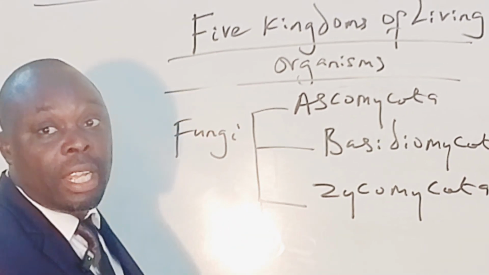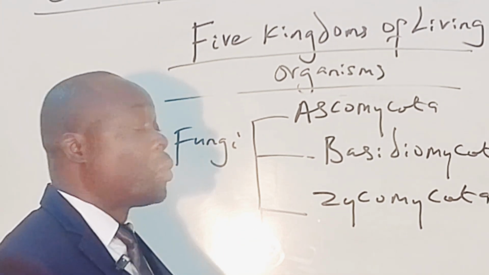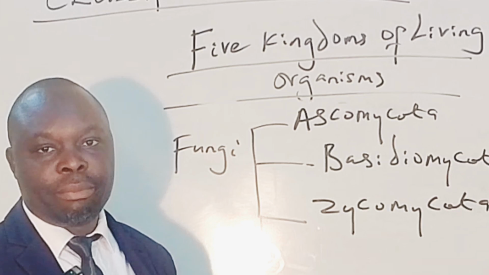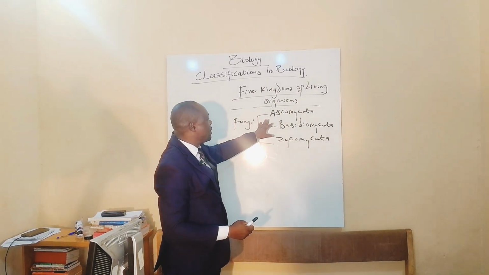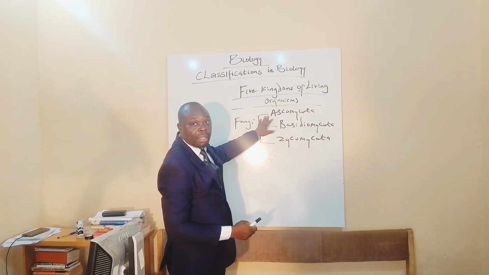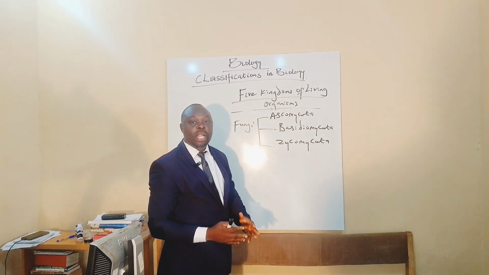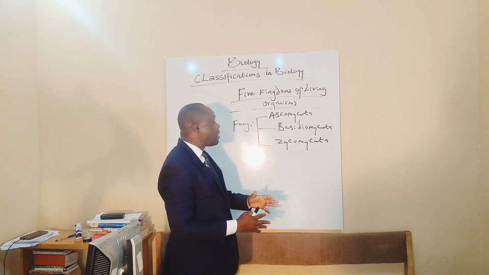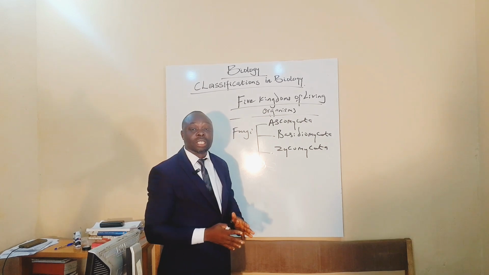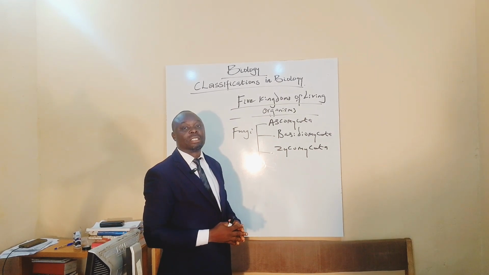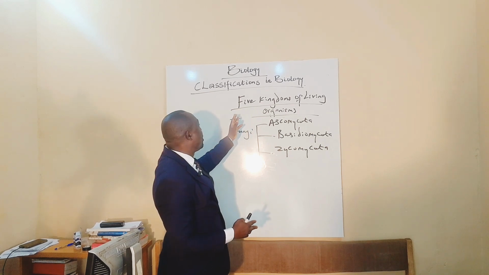The ascomycota, the basidiomycota, and zygomycota make up the group called the fungi. We are going to explain the characteristics of the ascomycota, basidiomycota, zygomycota later. Here, we are just trying to understand how they are grouped. And grouping of these organisms in biology is called classification. That is why today's topic borders on classification.